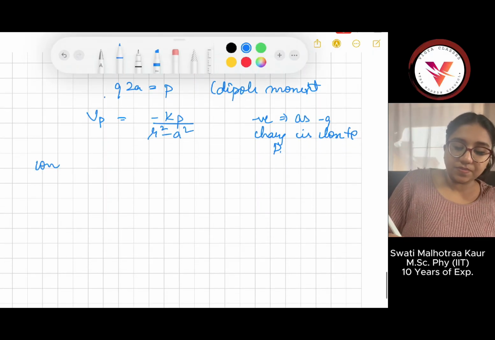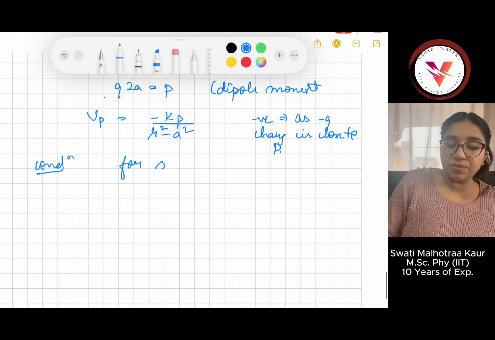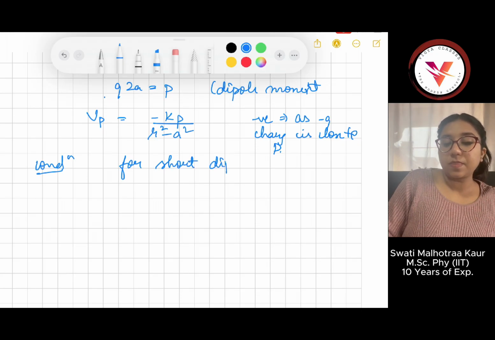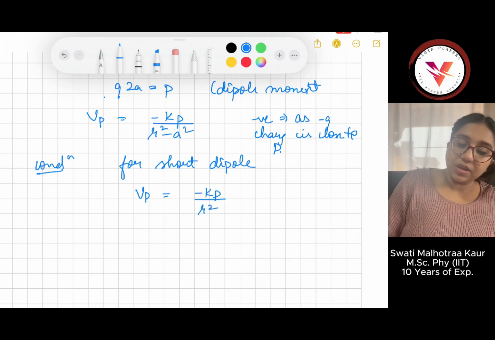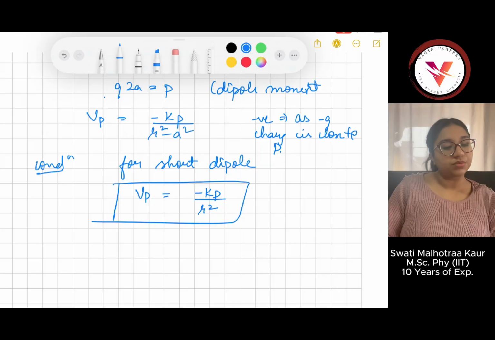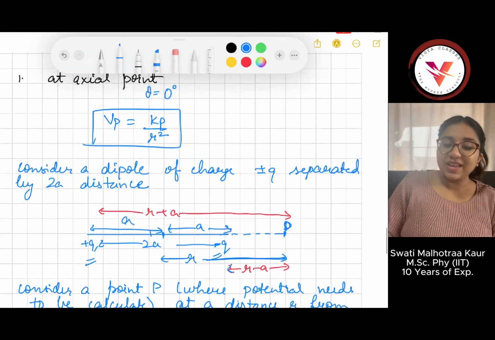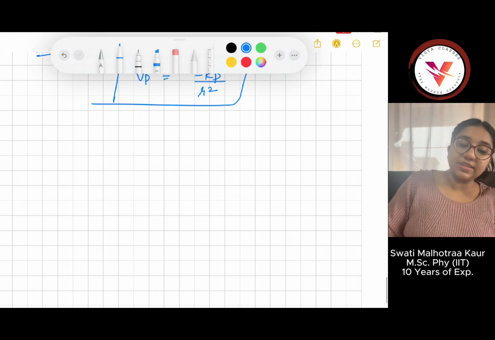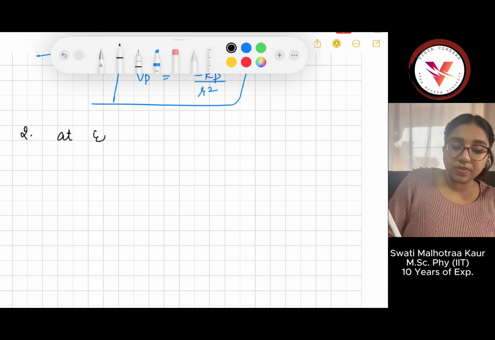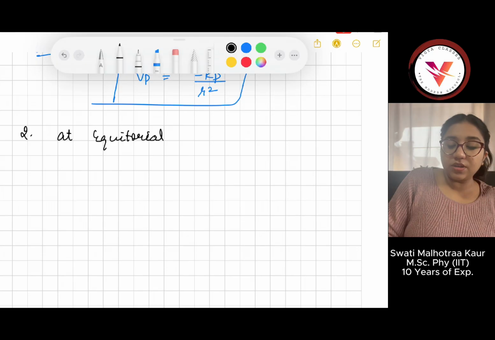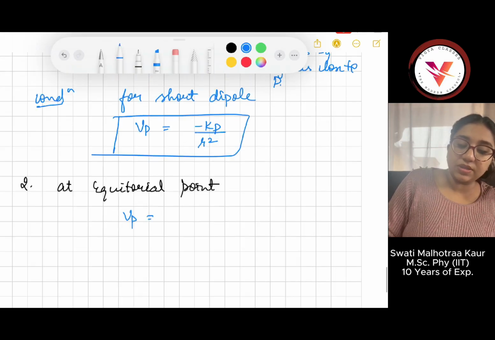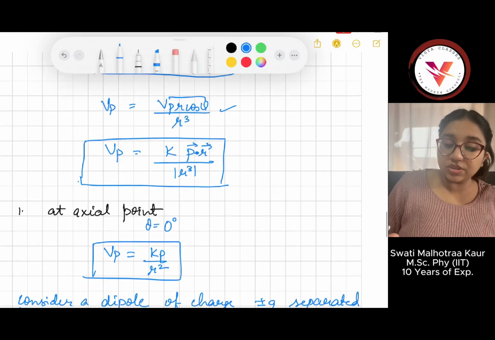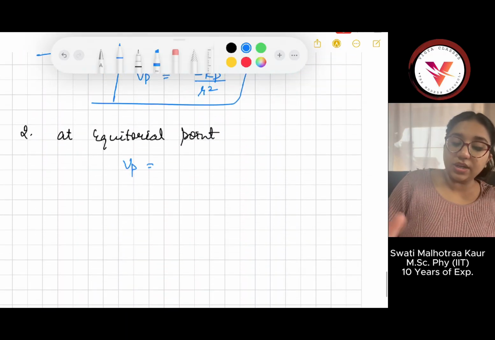Rest it's fine. So as per the condition for short dipole, Vp is equal to minus Kp by r square. Simply we have to neglect a square. Fine. Next, second is at equatorial point. Equatorial is very easy. First, you can simply check from the formula, that is Vp for the generalized formula, which is Kp cos theta by r square.